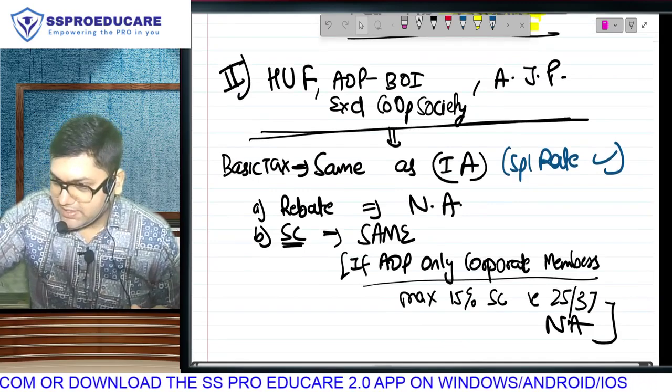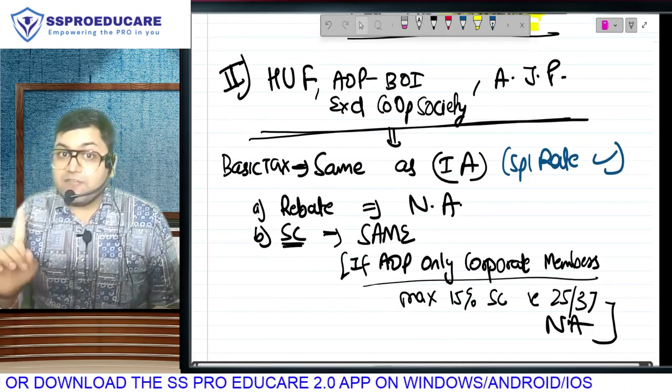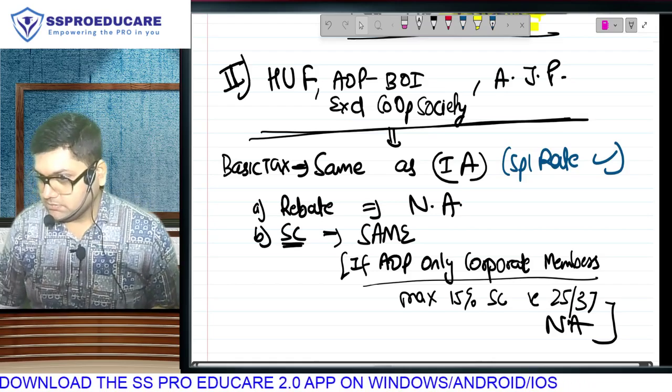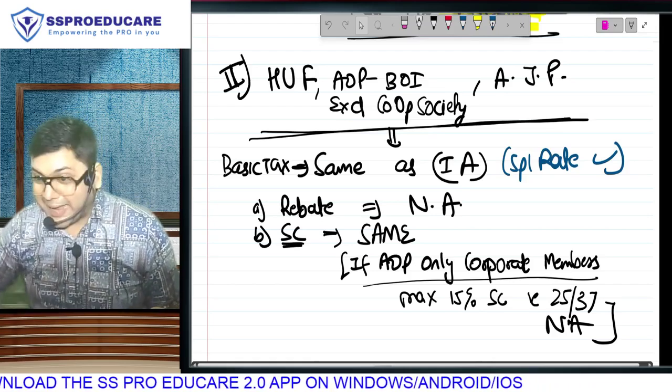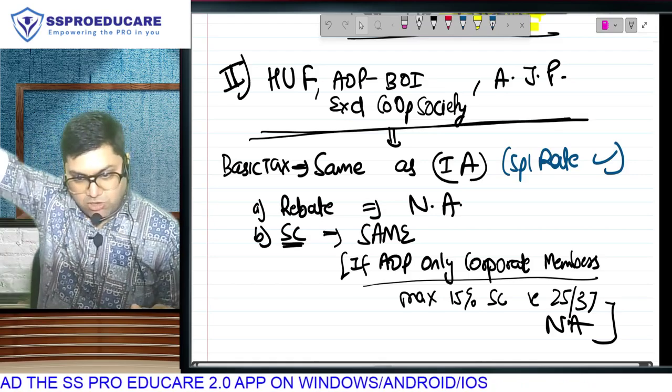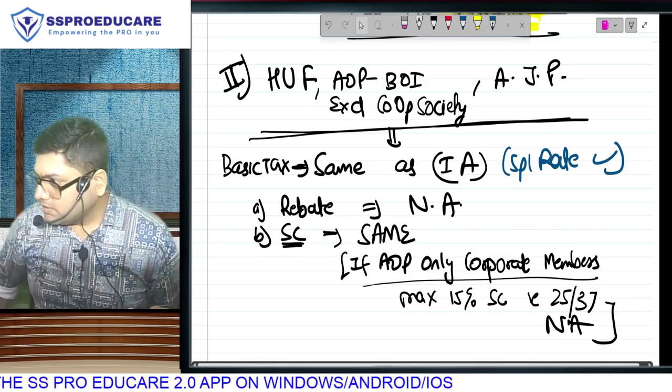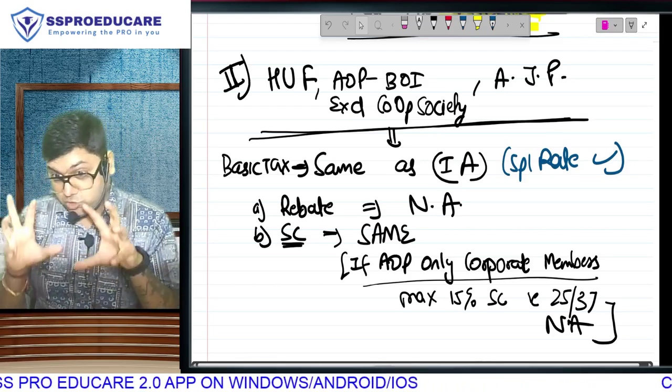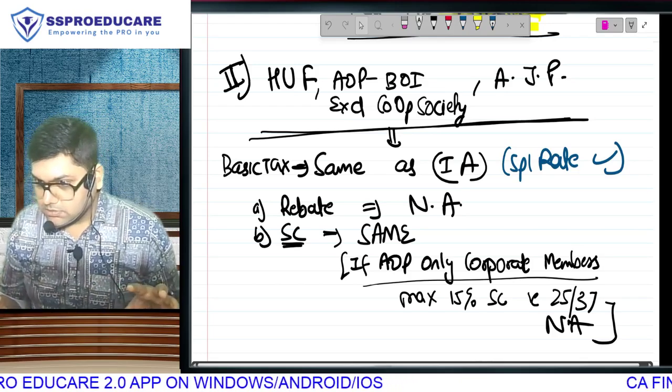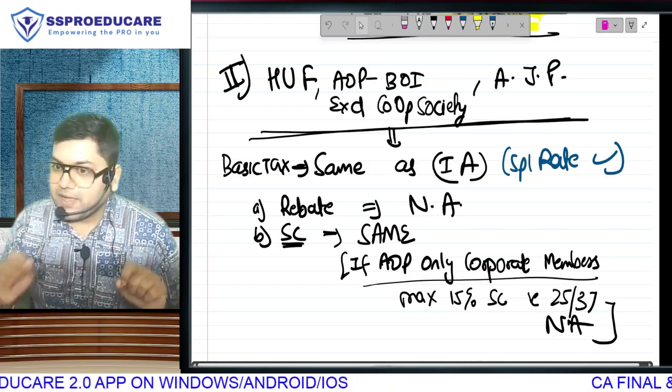Normally AOP by 2537 applicable? Yes. But if it is a group of companies, the highest surcharge, 25 and 37, even if income is 2 crore or 5 crore, is 15. Now your reaction or question should be, look, you should learn to question. You should learn to question. Sir, why maximum 15?